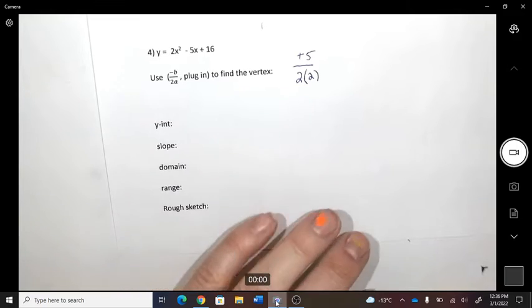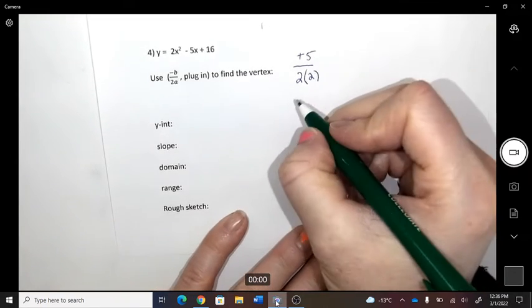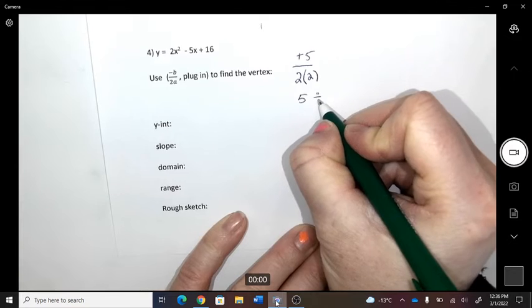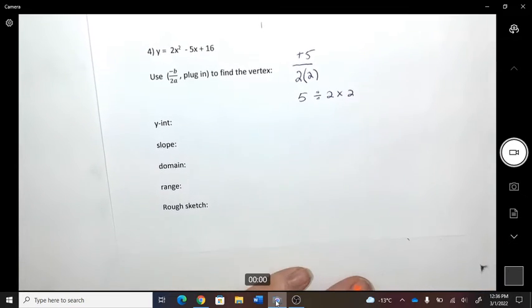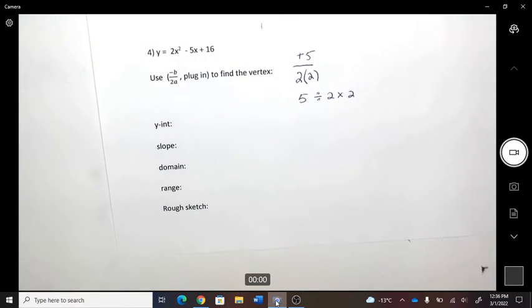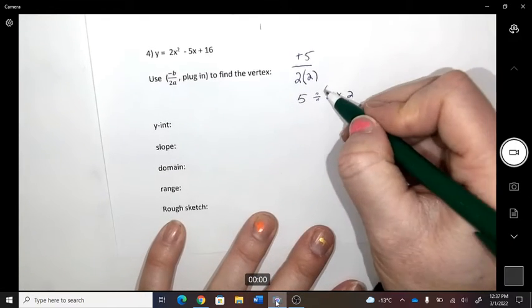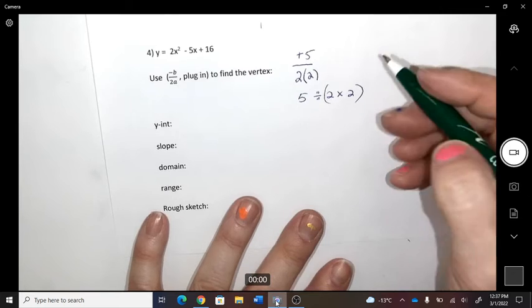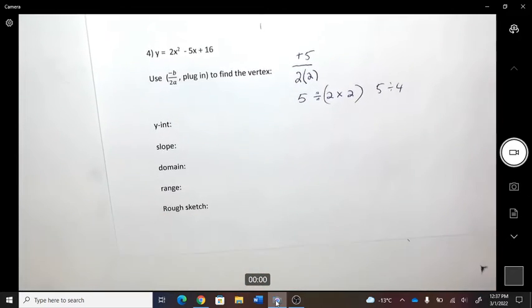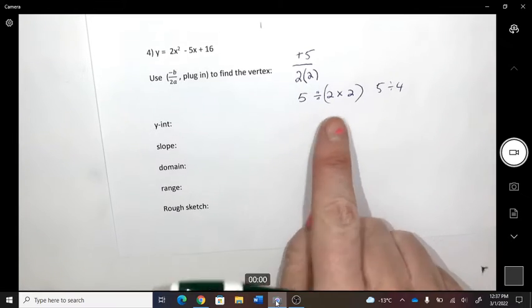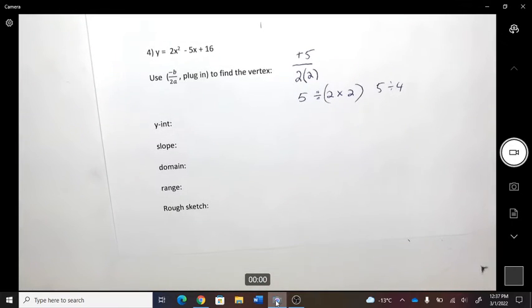If you did this in your calculator, you would be wrong. If you went 5 divided by 2 times 2, like that, your calculator will give you the wrong answer. My suggestion is put brackets or just go 5 divided by 4. Do you understand why the first one was wrong? Because it would have done 5 divided by 2 and then times that number by 2. That's not what you want.